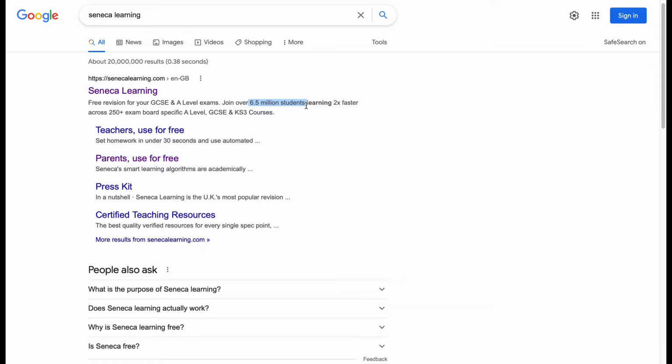And you can see how difficult it is, comparing the fact that if you're looking at 6.5 million students, I assume that is the number of students taking a GCSE. I don't know the exact numbers, but it is a few million. That's a rough estimate, but let's go inside how to use Seneca.